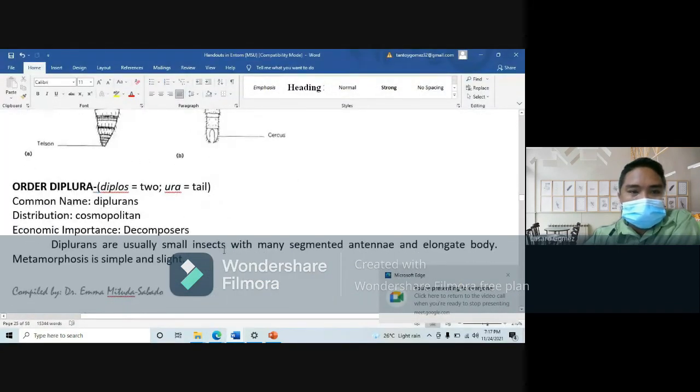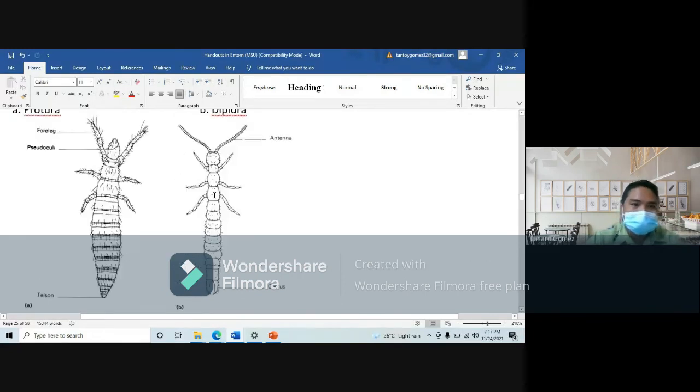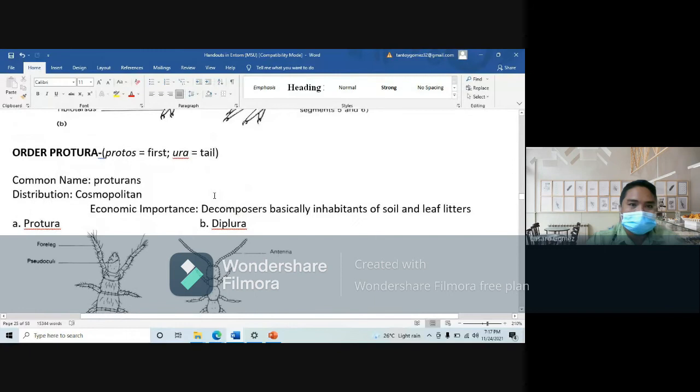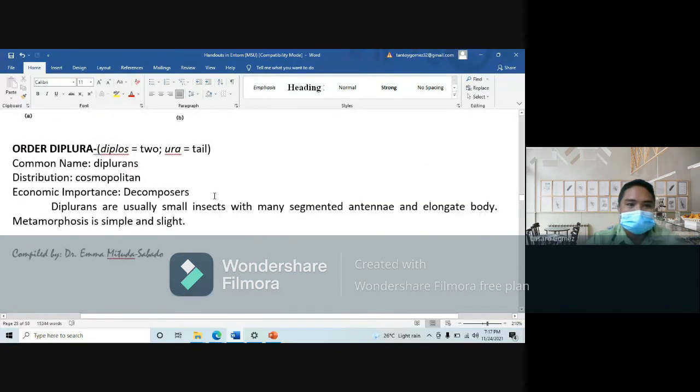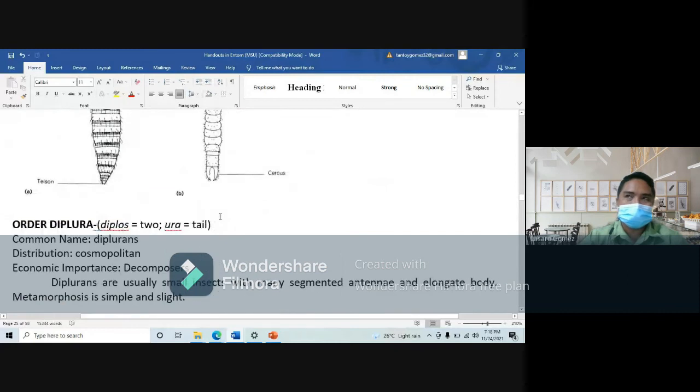Okay? The other order also is what we call Diplora. Still two words. Diplos means two, Ora means tail. The third order is Diplora. The common name is Diplorans. The economic importance is that they are decomposers. Diplorans are usually small insects with many segmented antennae and an elongate body. Metamorphosis is simple and slight.